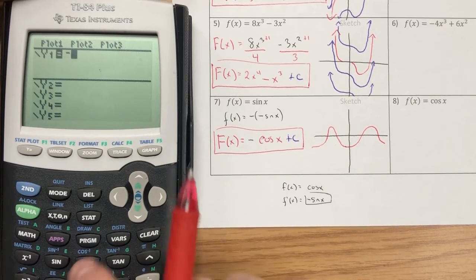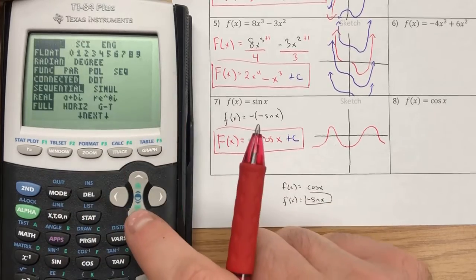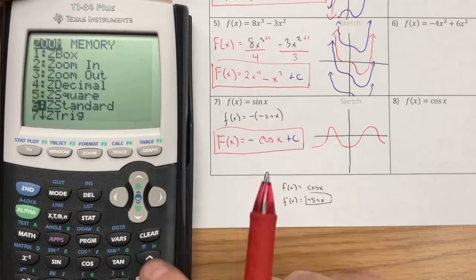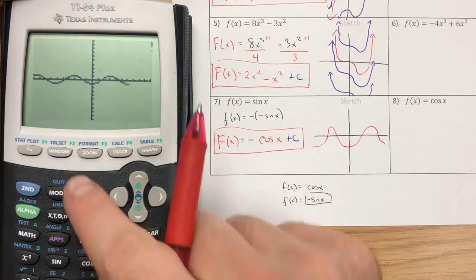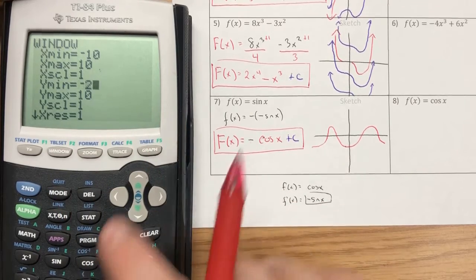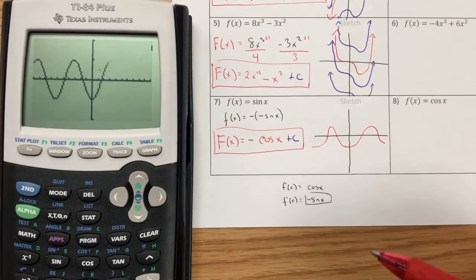So if I had a negative cosine of x, and I make sure that my mode is in radians, the window, I'm going to make this a standard window. There we go. Actually, let's zoom in a little bit. Yep, so we see our cosine wave right there.